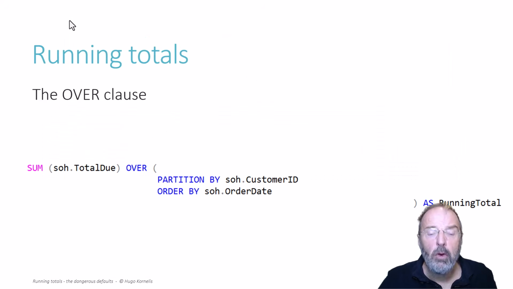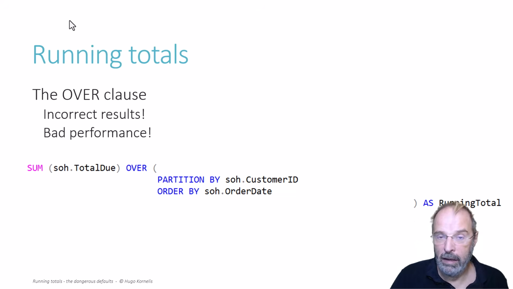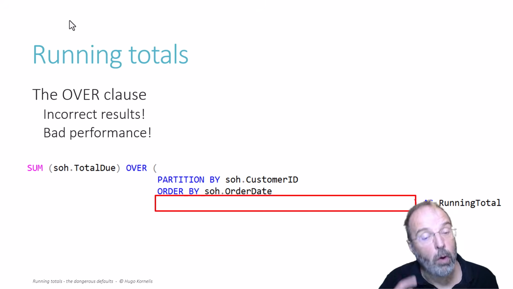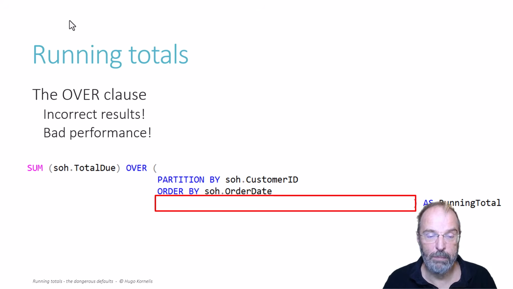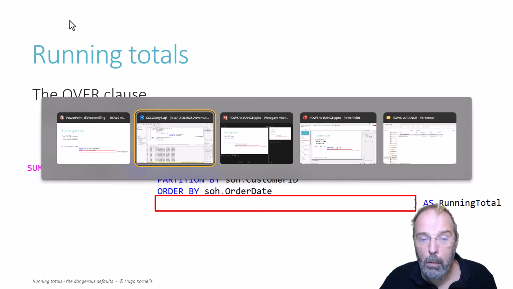However, you may not be aware that we might have incorrect results and we might have bad performance. All of this is avoidable. So what exactly is the problem? And that is that we left out something. After the order by, we should have specified the so-called rows or range specification. We didn't. And because we didn't, we get incorrect results. Really? Yeah, really. Let's go back to the demo.